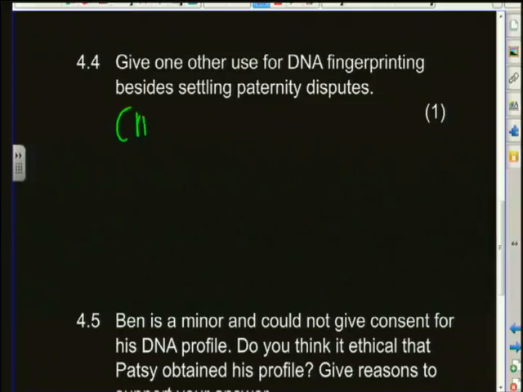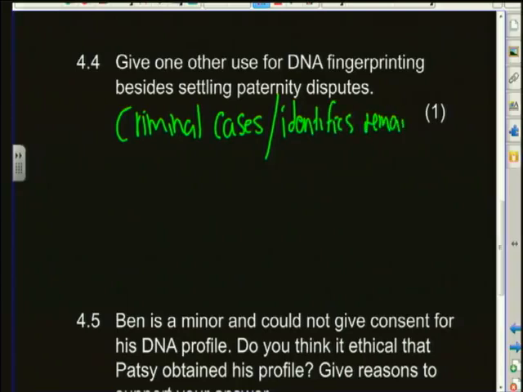Okay, next one, you must know. What else other than paternity can we use DNA fingerprinting for? Remember criminal cases? I'm sure you all watch CSI and all of those things. To identify bodies, remains. That's how they were used during the war, when they find bodies and they don't know who they are, they are able to do it.